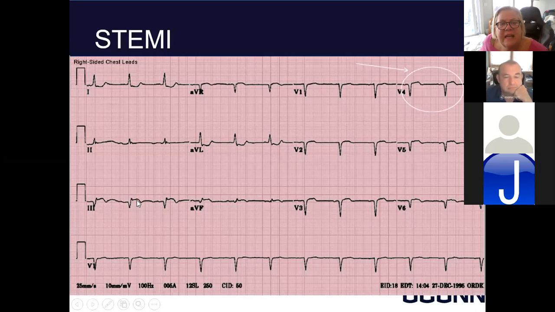I see slight elevation in 3, flat T's in 2, and some elevation in F. Carolyn: Yes. It looks like an infarction, and I've seen it before. That's the dextrocardia. Oh, really? And it says here, right-sided chest leads. Oh, you're right. I think, yes, that's what it is. And it's scary when you see it.